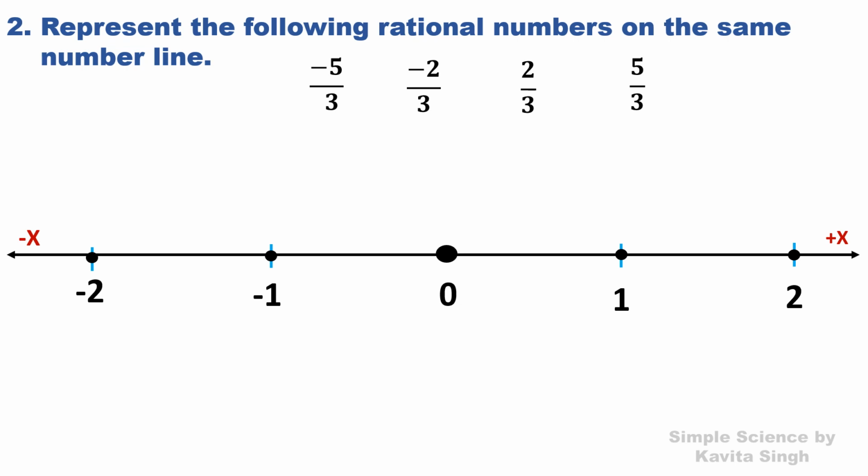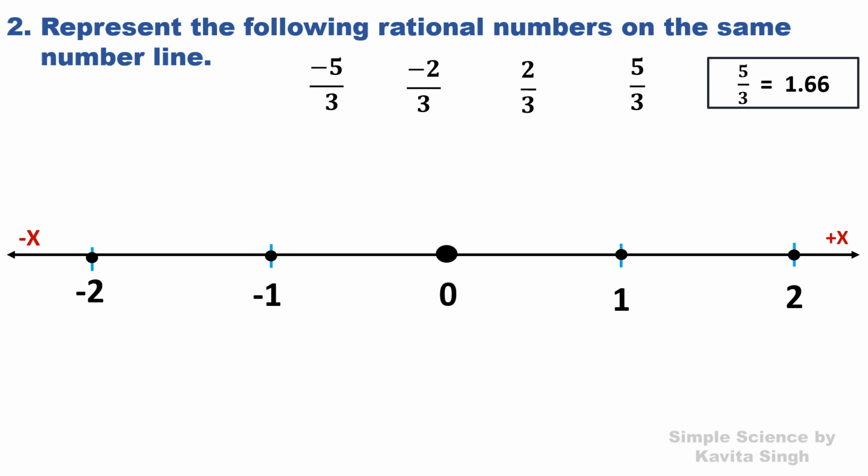Why have we taken only 2 and minus 2? 2 on right side and minus 2 on left side. Why not up to 3 or up to 4? So here also you have to check the first and the last number. First number is minus 5 by 3, last number is 5 by 3. When you divide 5 by 3, you will get 1.66. And 1.66 lies between 1 and 2.